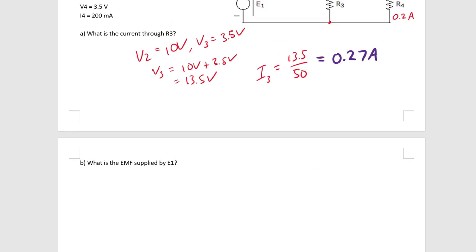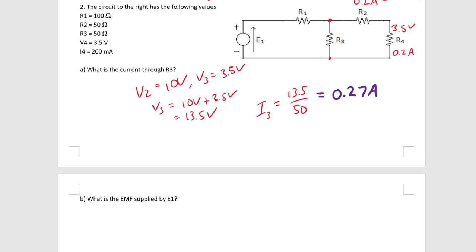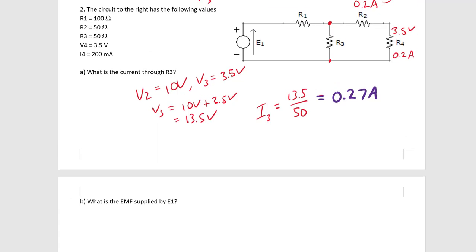And part B is asking, what is the EMF supplied by E1? Now I know that the total potential across E1, or what the battery is providing, should be equal to whatever the potential across R1 is, plus the potential across R3. So I know that the current going through R3 is 0.27 amps, which is a good starting point. And I just need to know what the current is going through the R2, R4 branch now.